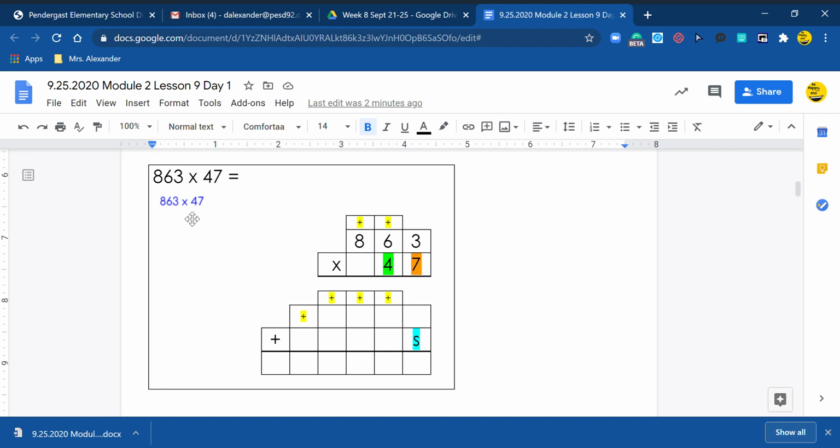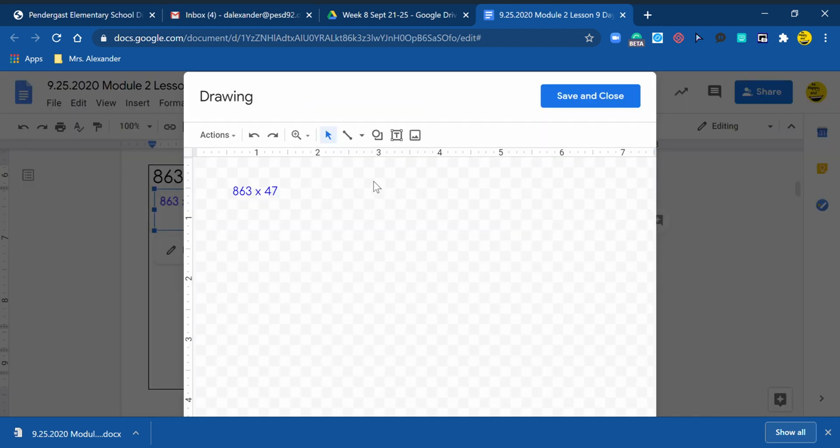So what I'm going to ask you to do is we're going to go into the scribble format, so I can help you out. So I'm going to quick click into here. It's already here. And again, I'm going to go to my scribble. I'm going to ask you to nicely rewrite this vertically. So we have 863 times 47.